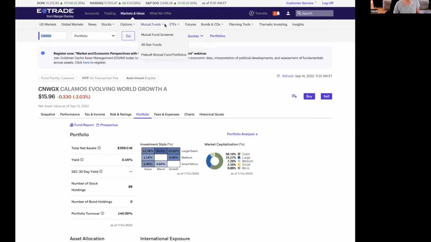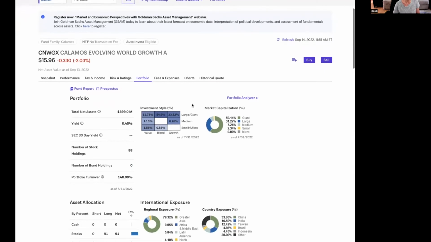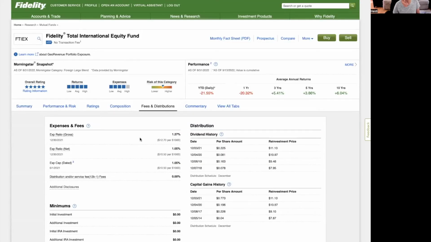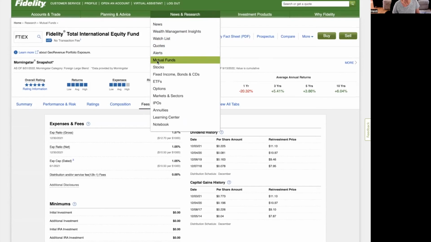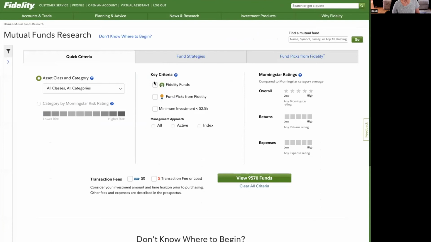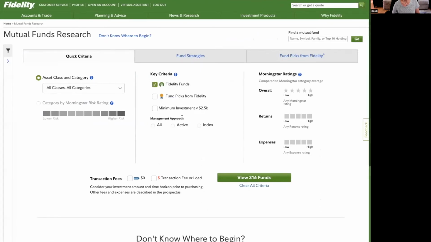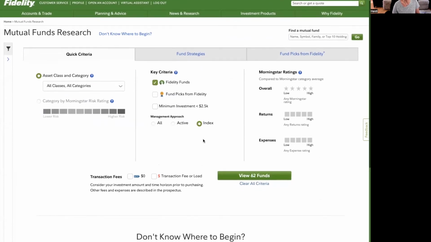I want to show you one other. I'm going to just pull up an index fund on Fidelity because they're really easy to find there. So let me just share Fidelity again. Okay, so we're going to go up here to news and research again. We're going to pick mutual funds. And this time, I'm going to go ahead and hit Fidelity Funds. I'm going to say I want to look at index funds. And I want to make sure that it's doing pretty well.